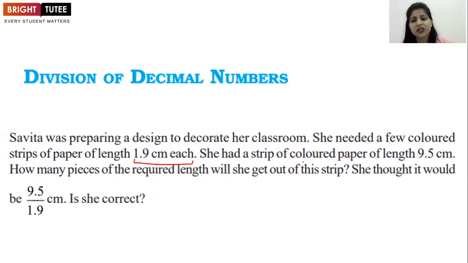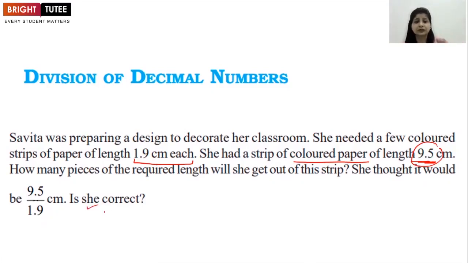Now she had a strip of colored paper of length 9.5 centimeter. So the total colored paper is 9.5 centimeter. How many pieces of the required length will she get out of the strip? She wants to divide, or tear, this 9.5 centimeter length colored paper into strips of 1.9 centimeter length. So we will divide 9.5 by 1.9. Yes, she is doing it correctly.